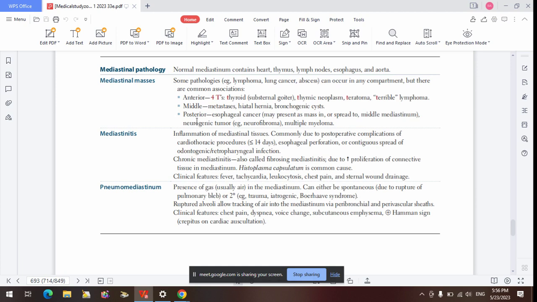Now, this is the latest book. They've deleted things. If you are using 2022, you are going to see esophageal carcinoma. That makes a lot of sense. The esophagus occupies the middle compartment. So someone that has an esophageal carcinoma can have a mass within the middle mediastinum. Someone that has metastasis from anywhere can also occupy the middle mediastinum, just like we talked about.